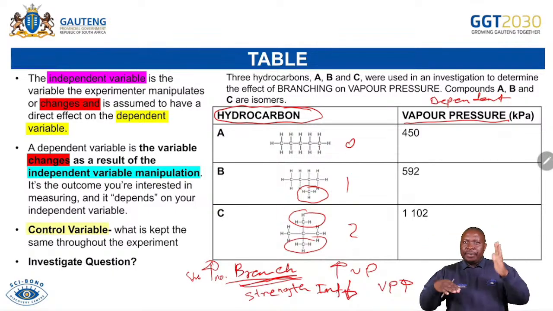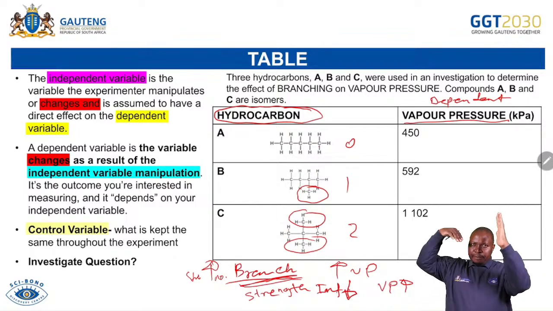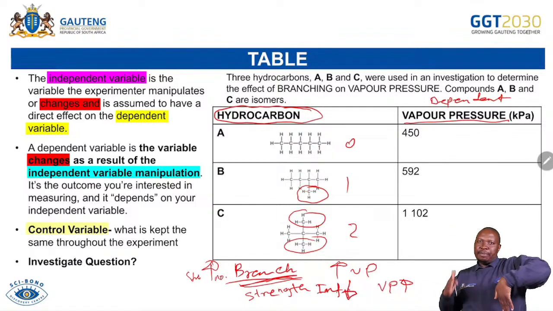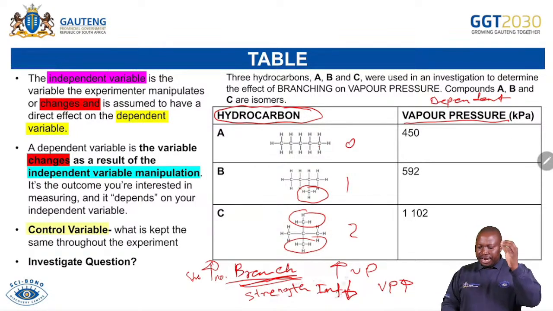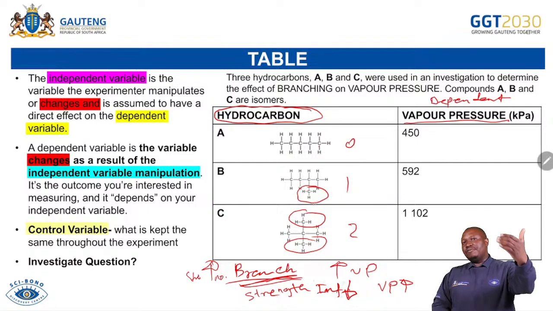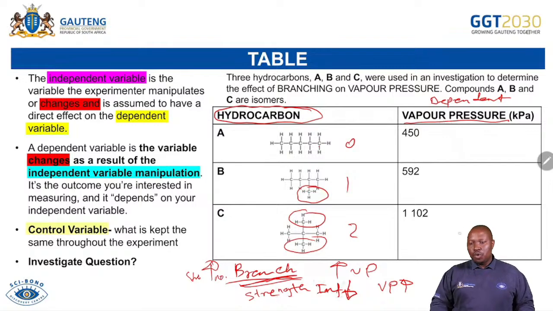With vapor pressure, you are saying as the strength increases, vapor pressure decreases. So as the strength decreases, vapor pressure will increase. In this case, you can see from A to B to C, the strength is decreasing, because the more branches you have, the more the strength of intermolecular force decreases. And when the strength decreases, the vapor pressure will increase.